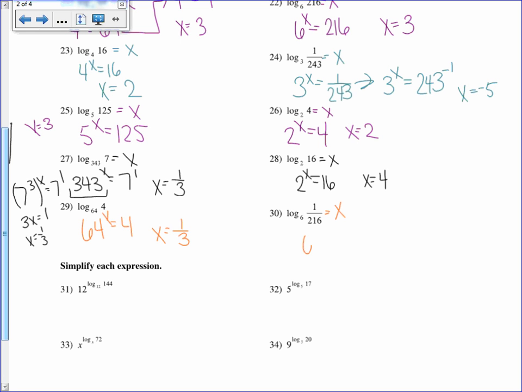And for 30, set that equal to x, you're going to get 6 to the x is equal to 1 over 216. You're getting a fraction, so that should be an indicator that your exponent is going to be negative. This is just like number 24. Your first step should be to get rid of that fraction, rewrite that as 216 to the negative 1. Then mess around, try and get 216 as 6 raised to a power. When all is said and done, you should get that x is equal to -3.